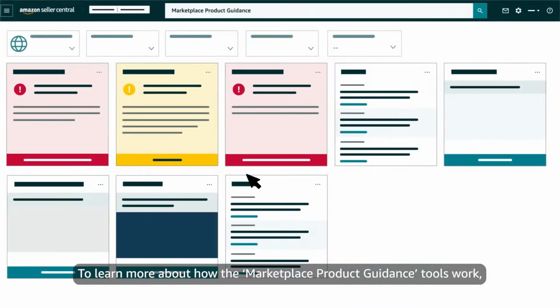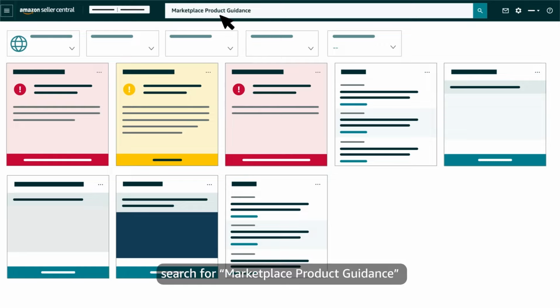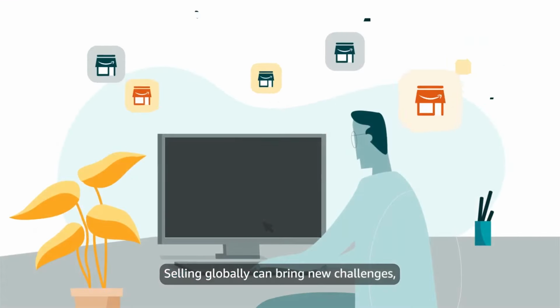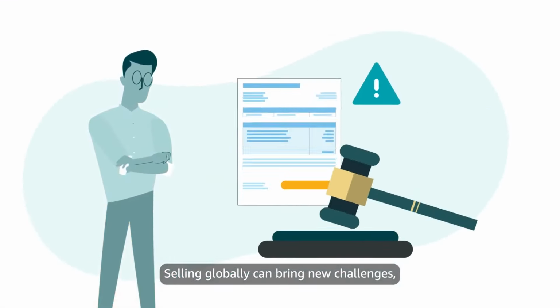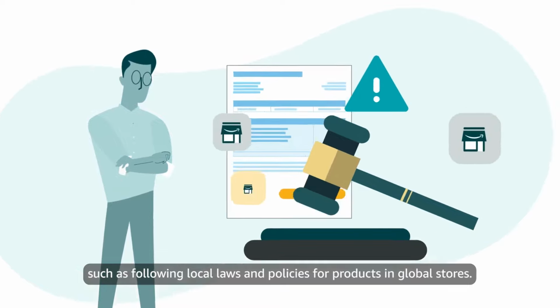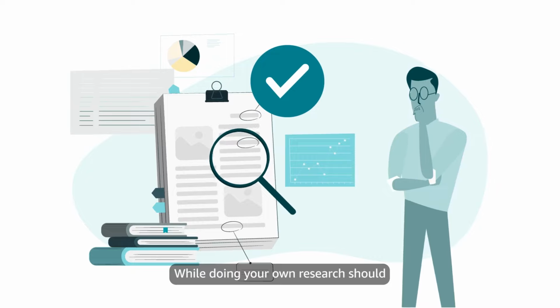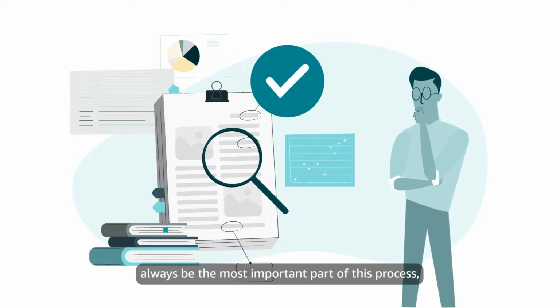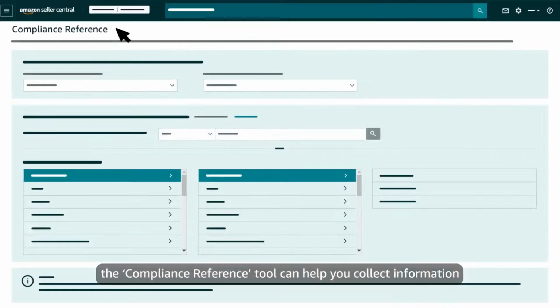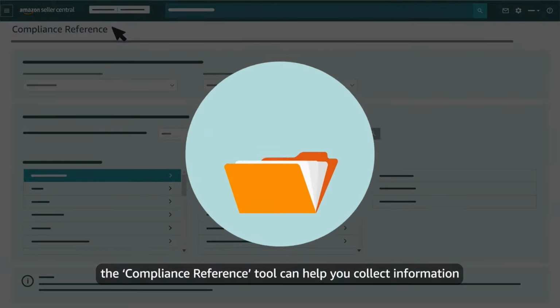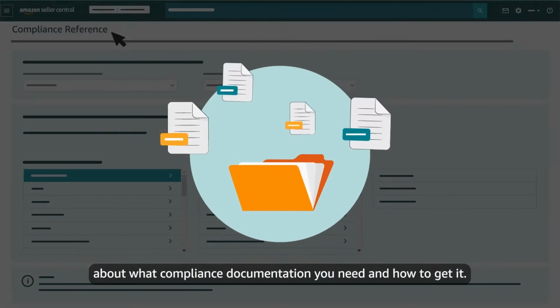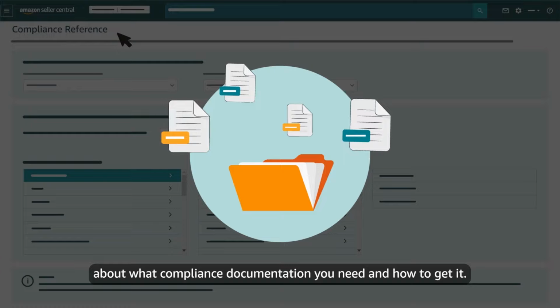To learn more about how the Marketplace Product Guidance tools work, search for Marketplace Product Guidance in the top search bar of Seller Central. Selling globally can bring new challenges, such as following local laws and policies for products in global stores. While doing your own research should always be the most important part of this process, the Compliance Reference tool can help you collect information about what compliance documentation you need and how to get it.